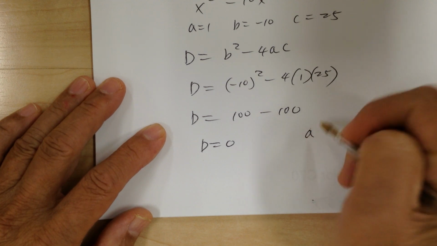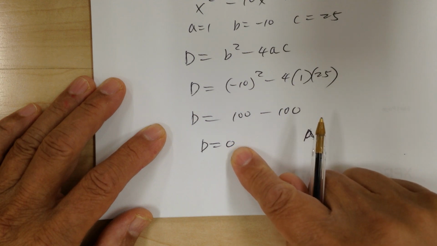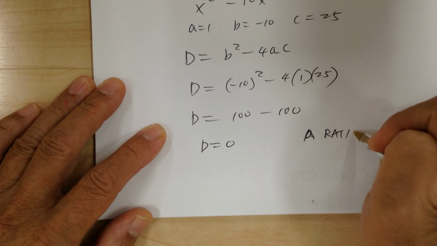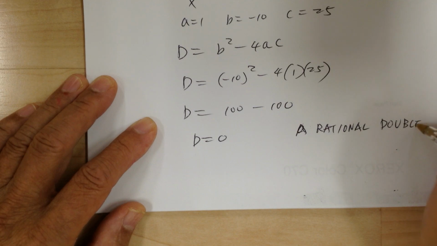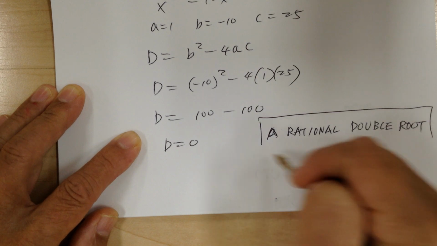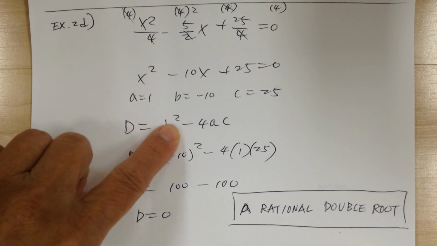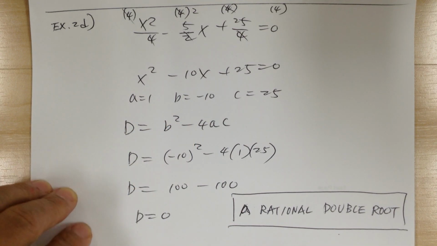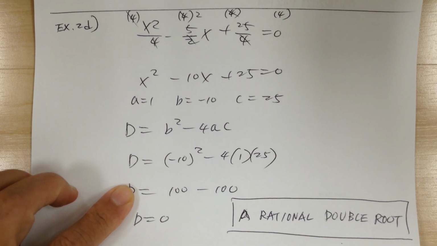And it's going to be rational, because when there's a perfect square number, there's no more square root. So it'd be a rational double root. So again, the d part tells you what kind of answer you're going to get. Now all of this is used to help you solve problems.